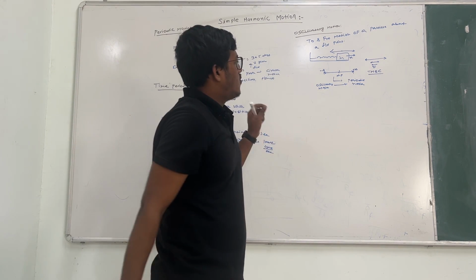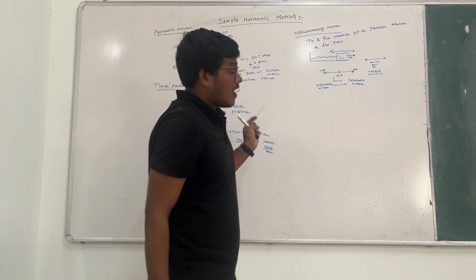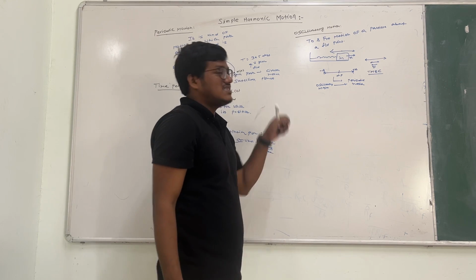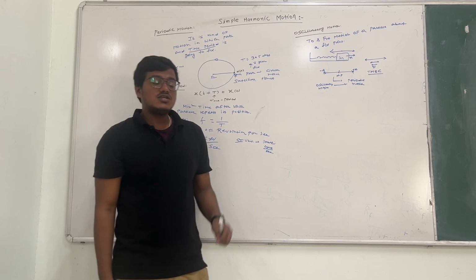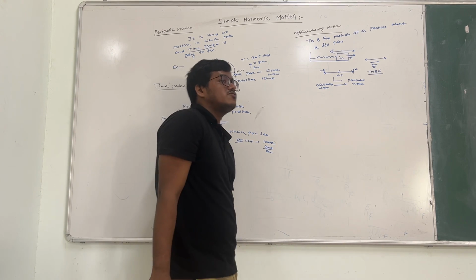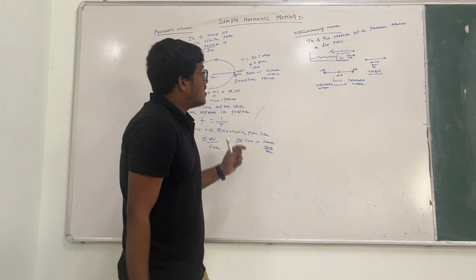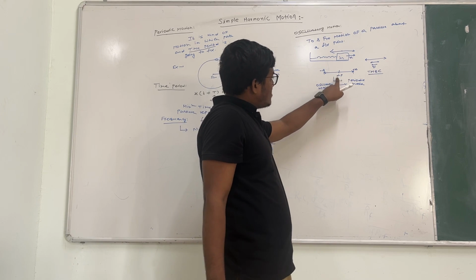Now, one of the most important things: our aim is to understand the condition for oscillatory motion, because a particle is not going to perform oscillatory motion in all cases. There are certain rules to follow for oscillatory motion. So at first we are going to quantify this mean position.